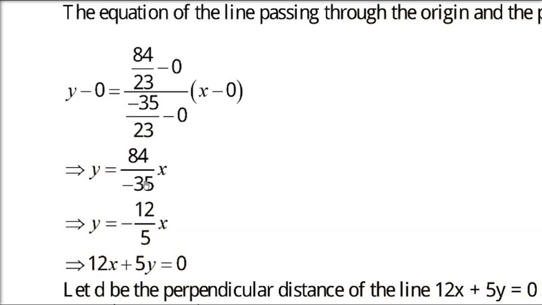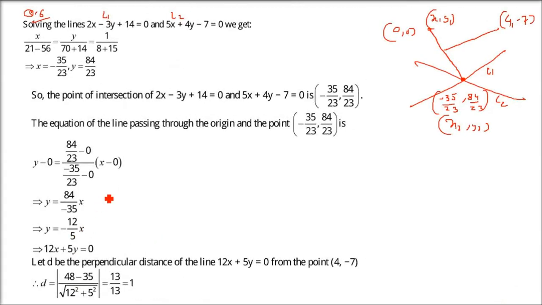We have this line, but we have to write it in the form of ax plus by plus c equals 0. Only then will we be able to find out the perpendicular distance. So we'll try to make this y equals minus 12/5 x in the form ax plus by plus c. So this is the equation. Multiply both sides by 5. Take x on the left hand side. So 12x plus 5y plus 0 equals 0.